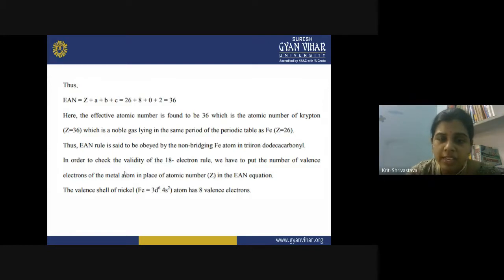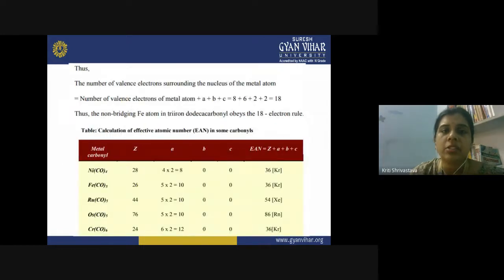In order to check the validity of the 18 electron rule, again we will, in place of the atomic number, put the number of valence electrons in the metal atom. In the valence shell of iron, we have a total of 8 valence electrons. Now just replace the number of valence electrons in place of the atomic number. So 8 plus 6 plus 2 plus 2. We have a total of 18 electrons. So you can say that the non-bridging iron atom in the tri-iron dodecarbonyl obeys the 18 electron rule also.